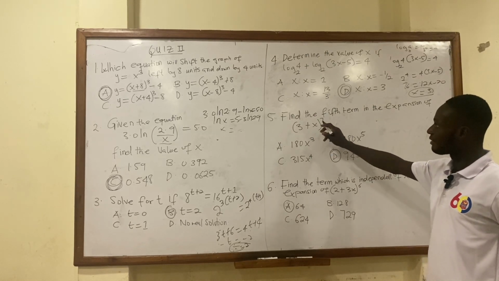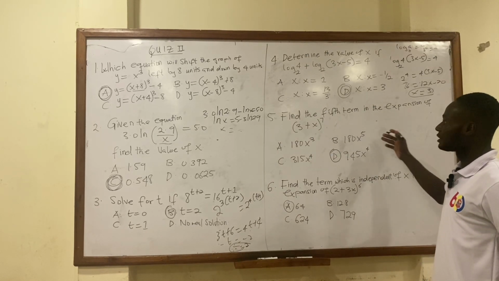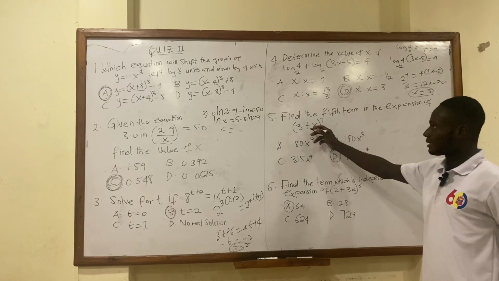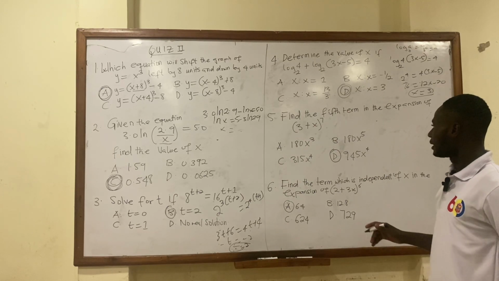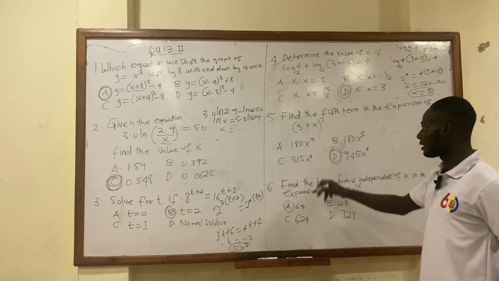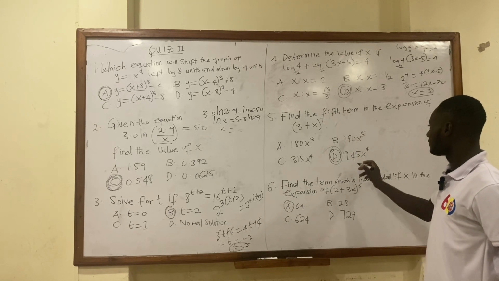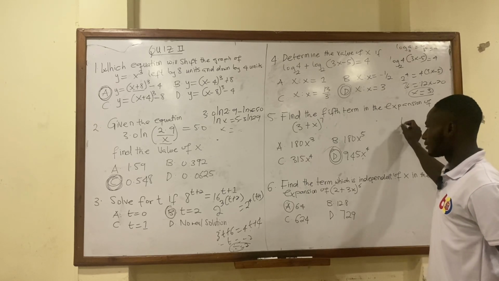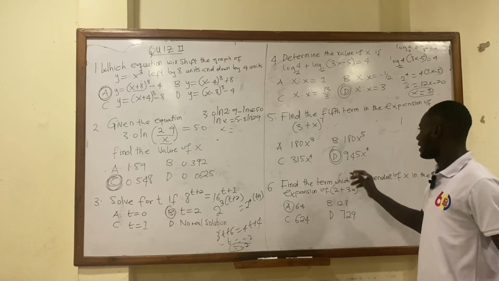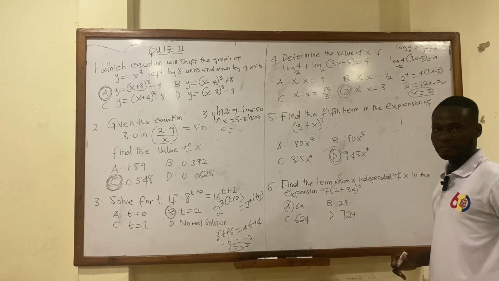So the fifth question, they said find the fifth term in the expansion of x plus 3 or 3 plus 7 to the power 7. So this, when you use the Pascal's expansion, you have 945 x power 4.